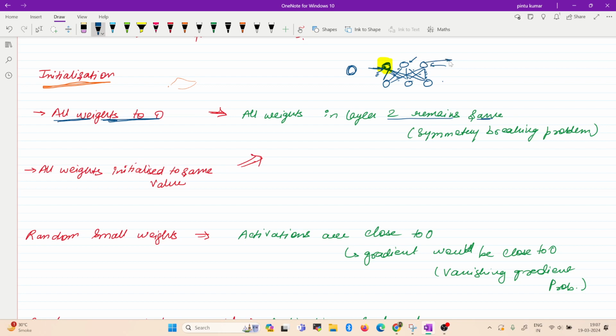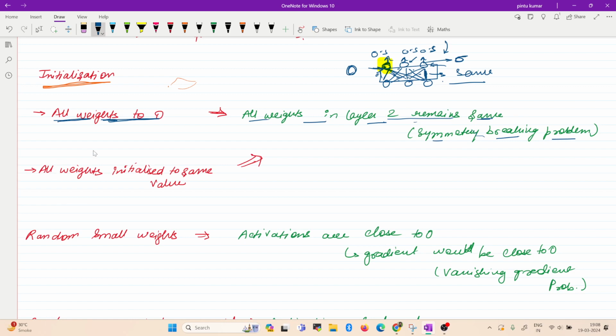So if you have the same activation for this layer, then all the outputs are also the same, right? Let's say the function is sigmoid, and it outputs 0.5. So all the outputs are the same. When you do backpropagation, the update that you will have for all these weights would be the same. For that reason, all the weights in your layer 2, connecting layer 1 and layer 2, would remain the same throughout your training. So this problem is also known as the symmetry breaking problem, where all the weights in your layer 2 remain the same.